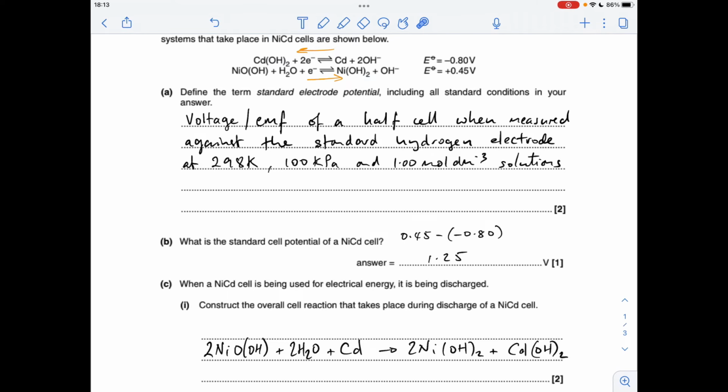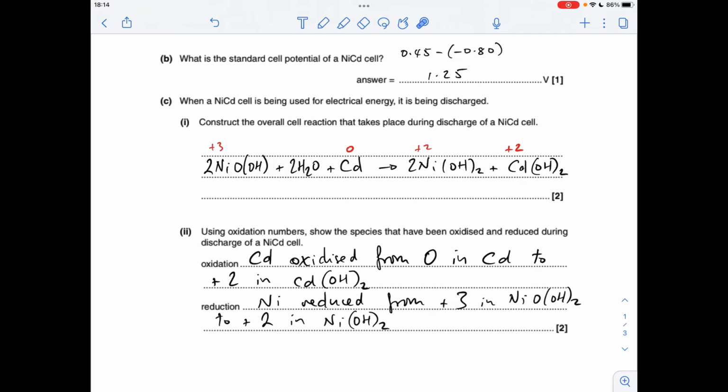Next part, what's been oxidized, what's been reduced. So you can see cadmium starting out in oxidation state 0 and it's going to +2, so that's been oxidized. So that means the nickel's been reduced. It's starting out at +3 in this compound here, just to explain that: oxygen's -2, hydroxide's -1, so you've got -3, so that must be +3. It's going to +2 because obviously 2 hydroxides, 1 minus each.